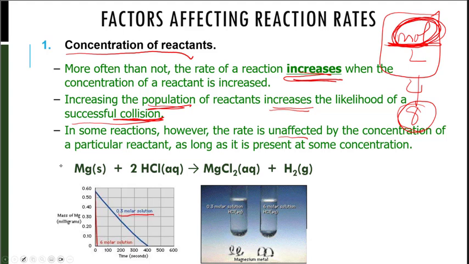However, here is an example when I have magnesium metal added to hydrochloric acid, and notice I have 2 different concentrations. I have 0.3 molar and I have 6 molar. And we can see that the 6 molar solution reacts very quickly. The 0.3 molar takes about 400 seconds. So the greater the concentration, the faster the rate is.